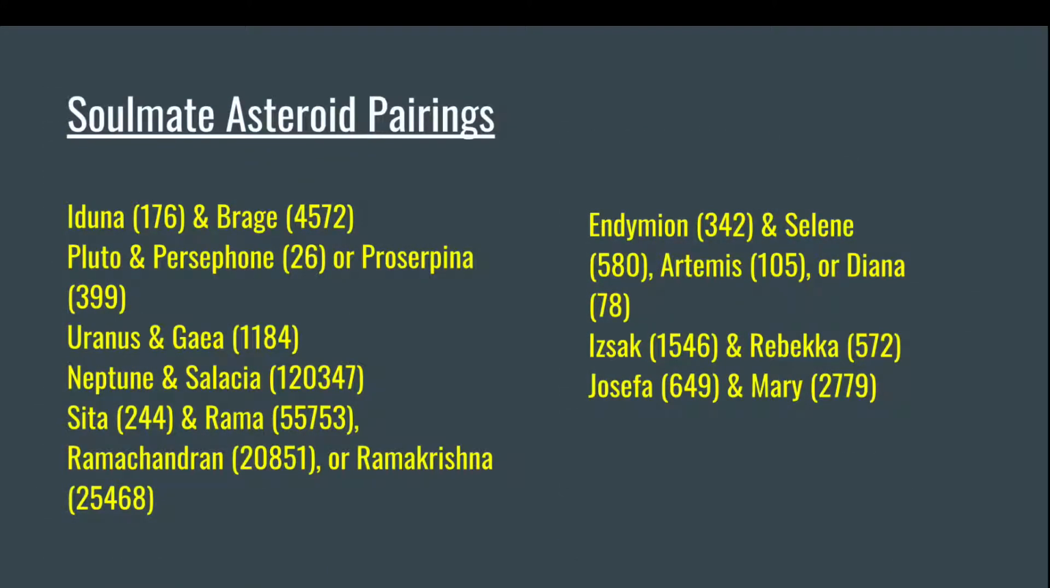A couple more here for you. We have, again from Norse mythology, probably going to pronounce this wrong, Iduna and Bragi, I believe. We've got Pluto and Persephone, Uranus and Gaia, Neptune and Salacia, Sita and Rama. This is the human incarnation of the Hindu god Vishnu. And we've got Endymion and Selene, Isaac and Rebecca, and last but not least, Josefa and Mary.